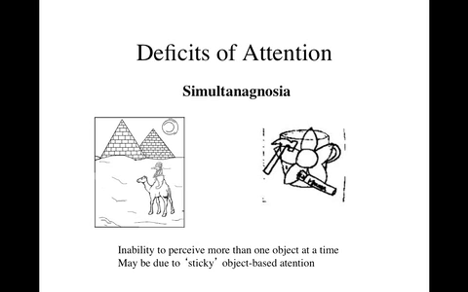Simultanagnosia is kind of the opposite of this, and this is the inability to focus on multiple things at once. So a simultanagnosic might only be able to report one property of a scene and not be able to move attention to something else. And so therefore they will essentially be blind to these other items in these kinds of scenes because their attention is so stuck on one portion.